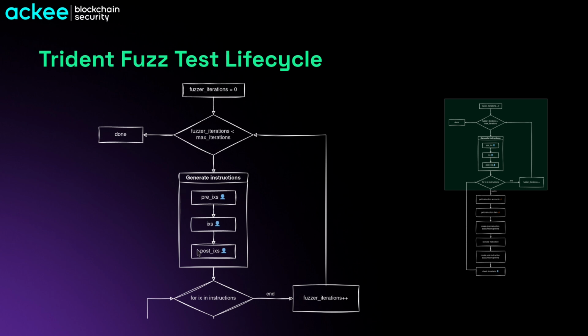Within the generate instructions block, there are some optional methods that a developer can use in order to modify how the instructions are generated. So there are three types of instructions: the pre-instructions, instructions, and post-instructions. And what it allows us to do is to customize the instruction sequence.